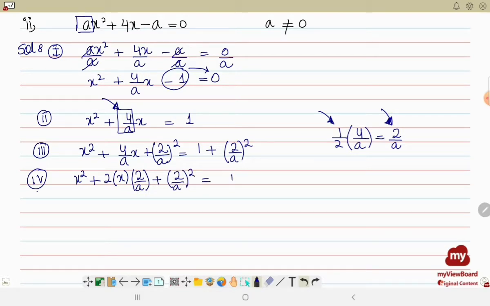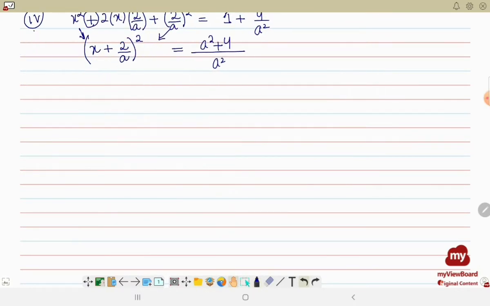And on the right hand side it will be 1 plus 4 over a square. So we are supposed to complete the square, and here the first term x, here the second term 2 by a, and this sign decides that it is going to be the first algebraic identity. So we have just closed the square, and on the right hand side we'll just have two fractions. We'll make them a single fraction. So a square is the LCM. So we are going to have as the numerator a square plus 4 by a square.